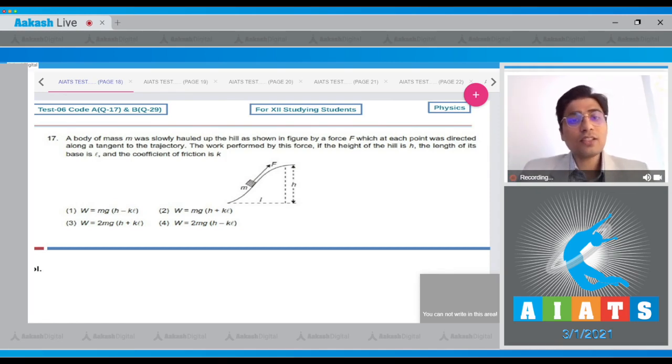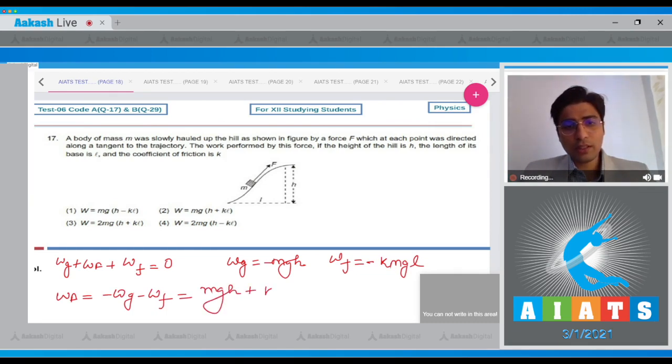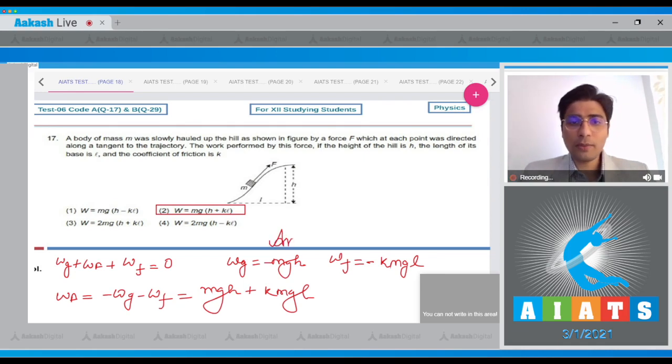Dear student, herein since it is slowly hauled, we can write down that the net work done will be equal to 0 as per the work energy theorem. So the work done by gravity plus work done by F, that is the force applied, plus work done by small f, that is friction, will be equal to 0. Work done by gravity will be simply minus mgh, and the work done by friction will be minus kmgl. Therefore, work done by force F, that will be minus Wg minus Wf, will be equal to mgh plus kmgl. And hence we can clearly see that for this question the correct answer is option number 2. Now let us solve question number 18.